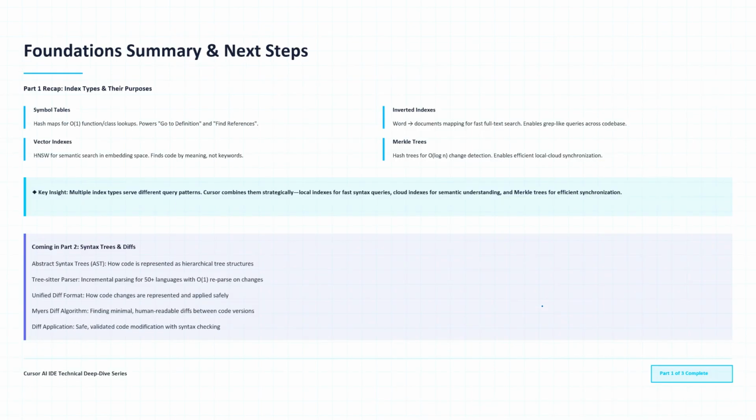In this video, we discussed symbol tables. We discussed what indexes are, what we mean by inverted indexes, how vector indexes work, how Merkle trees work, and how multiple index types serve different query patterns, and how Cursor combines them to make local indexes for fast syntax queries and cloud indexes for semantic understanding, and how Merkle trees are being used for efficient synchronization. So in the upcoming video, we'll talk in detail about what ASTs are, how the tree-sitter parser works, the Myers difference algorithm, and how all of this comes included with Cursor when you try to index a code base.